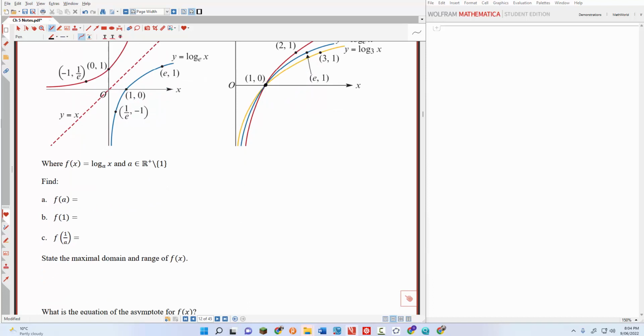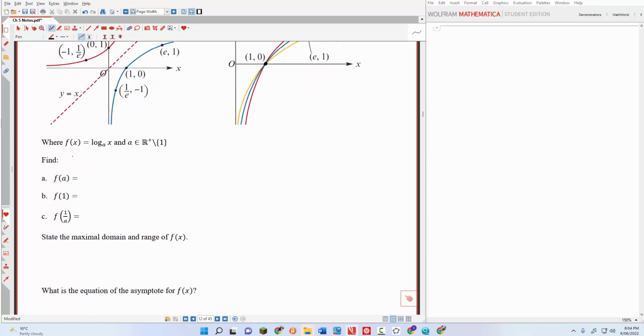Alright, so let's just quickly go through how they work. So f of x equals log ax. What they want us to do first of all is do f of a.